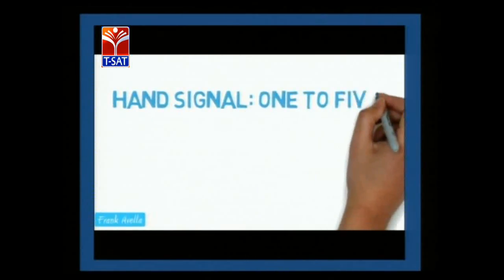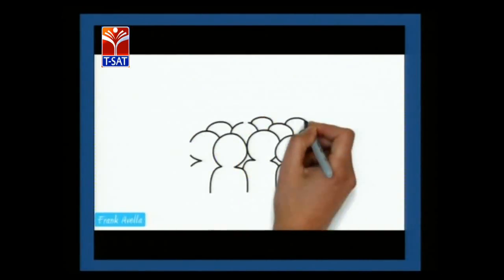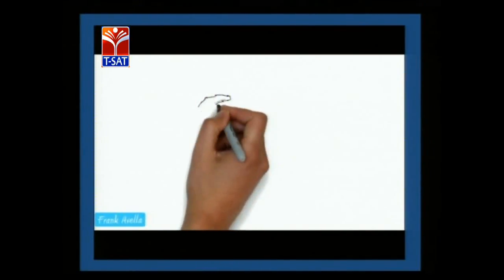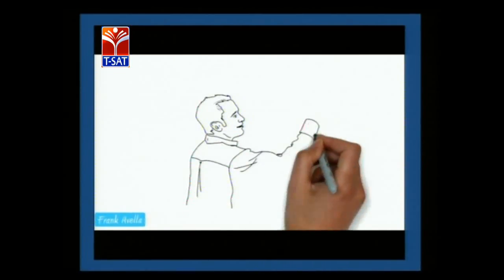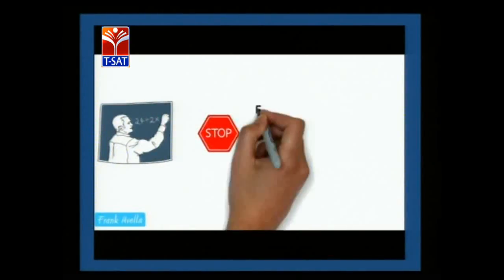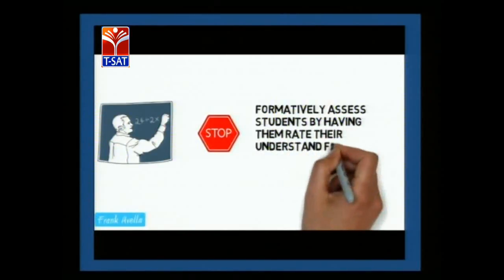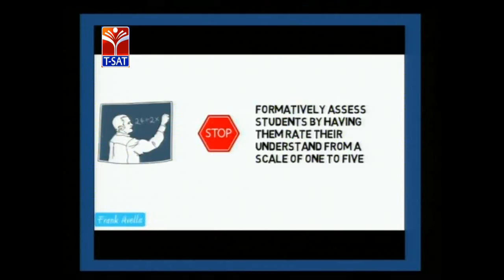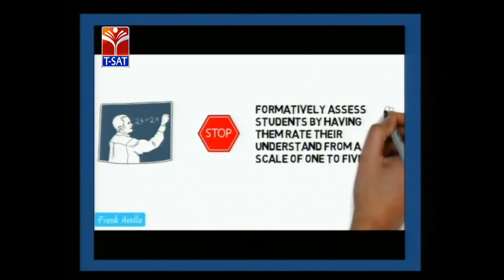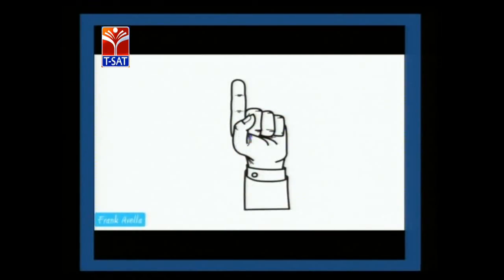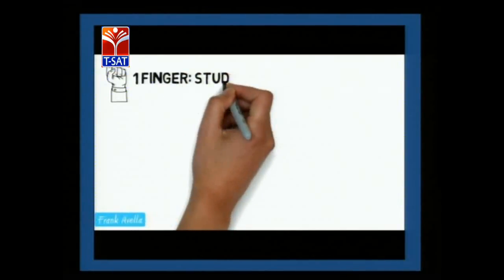First up, hand signal 1 to 5. 1 to 5 is a whole class assessment. A teacher may be working a problem on the board, let's say. At some point, that teacher will want to stop. Then they will formatively assess their students by having them rate their understanding on a scale from 1 to 5 using their fingers. 1 finger is the lowest level of understanding. Students will put up 1 finger if they are absolutely lost.